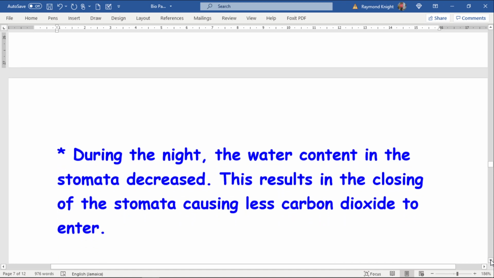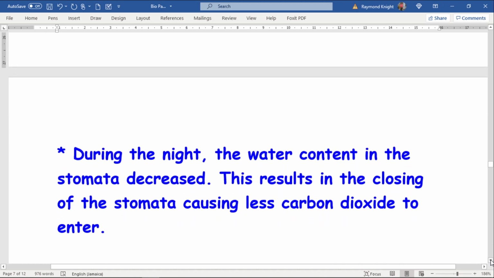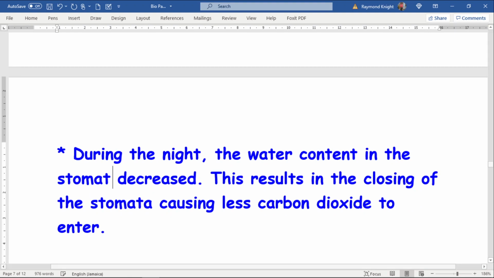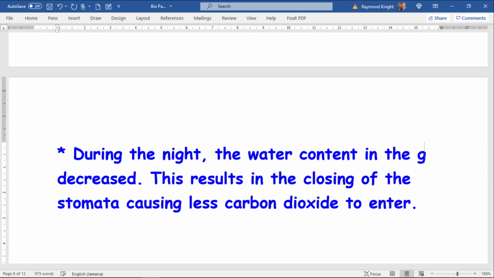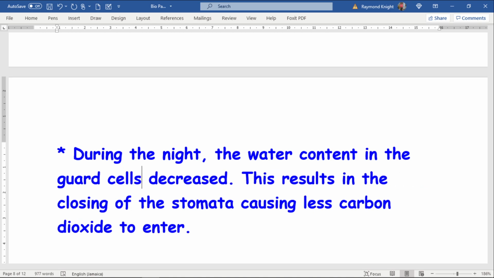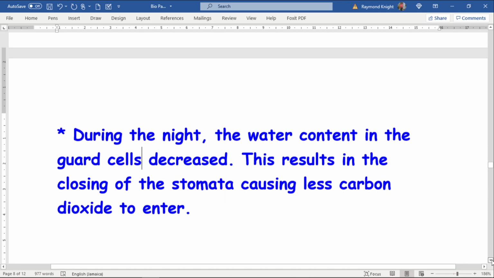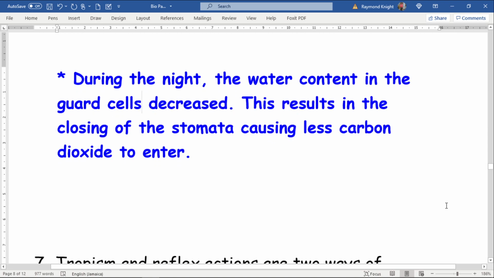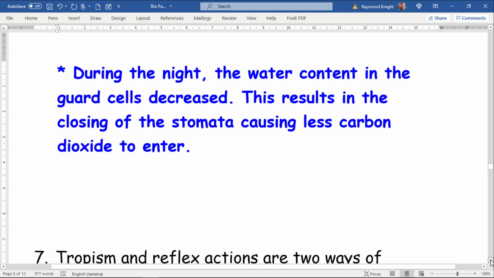Now, during the night, the water content in the guard cells decreases, and this results in closing of the stomata, causing less carbon dioxide to enter. So in the day the stomata are open, and in the night they are closed, simply because of the water content. So in the night, the guard cells become flaccid, and they will close.